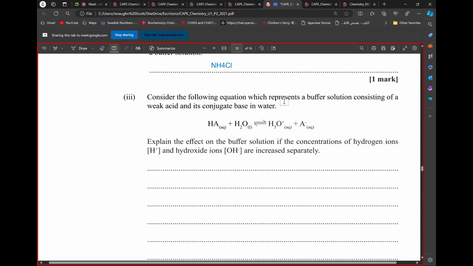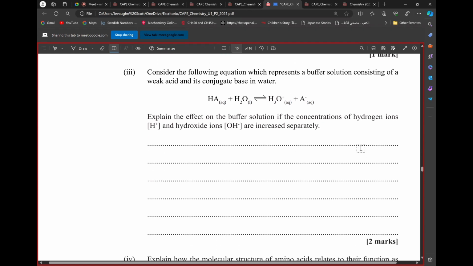Consider the following equation, which represents a buffer solution consisting of a weak acid and its conjugate base. Explain the effect on the buffer solution if the concentration of hydrogen ions and hydroxide ions increase separately. So it's just many fancy ways of asking the same thing that has been occurring for 4 separate years now, right? What happens when acid is added? What happens when hydrogen ions get added? Acid added and hydroxide added. What's happening when the acid is added?